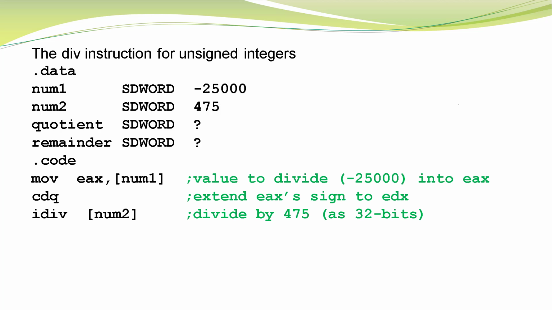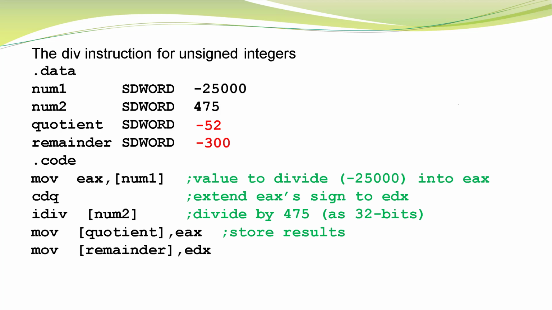The next thing, I store the EAX register into the quotient variable. Since we're dividing a negative by a positive, this quotient's going to be negative. Then I store the EDX register into the remainder variable. Notice it has a negative sign also.